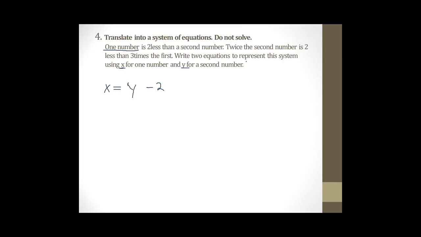Then the next sentence says twice the second number. So the second number is y, and twice means 2 times. 2 times y, is equivalent to the equal sign. 2 less, again, I put that at the end, the same as if you get 2 more, you should also put that at the end. And then 2 less than what? Then 3 times the first, so 3 times x.